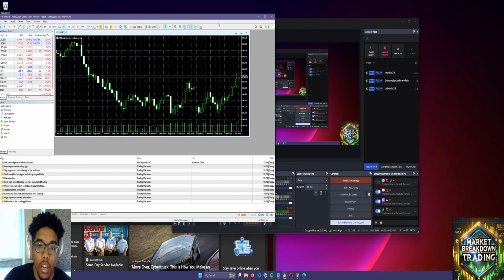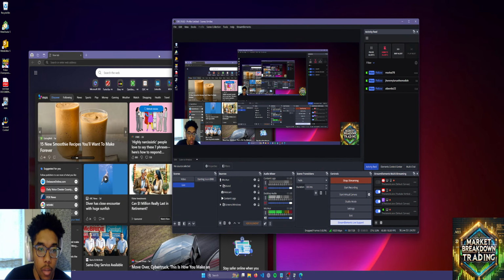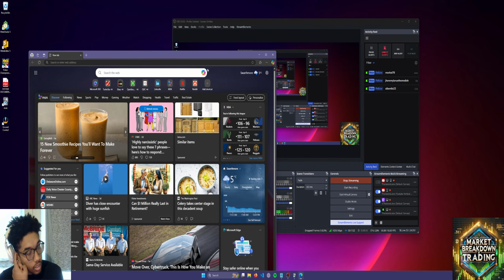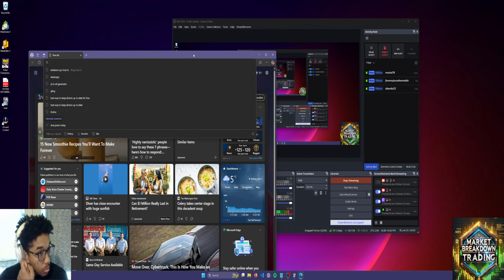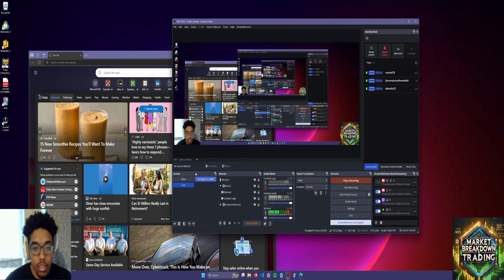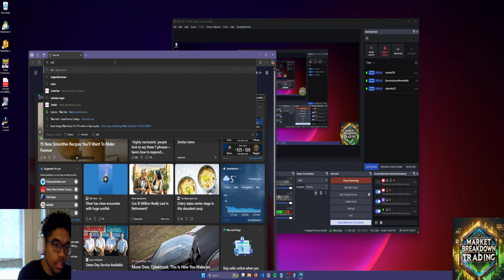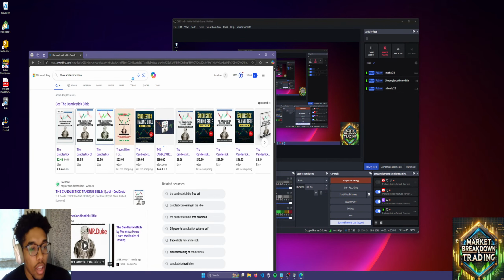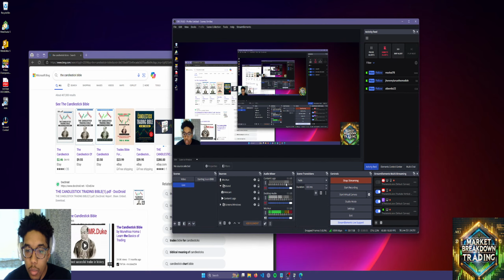So we're not even going to be in MetaTrader today, so we'll just X that out. So let's go and look at the Candlestick Bible. I may have this. I think I have this actually.